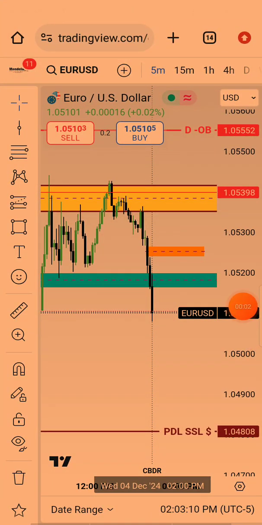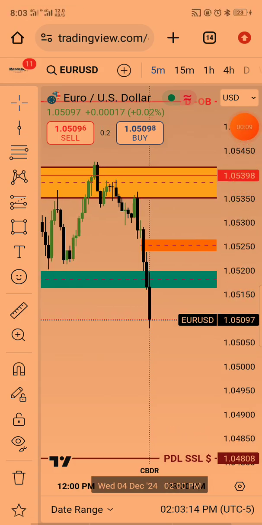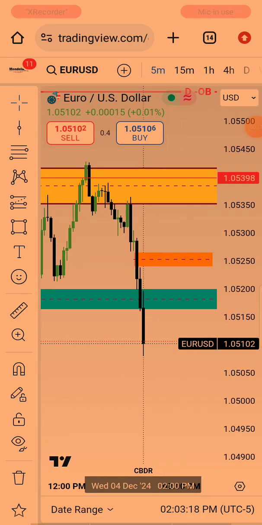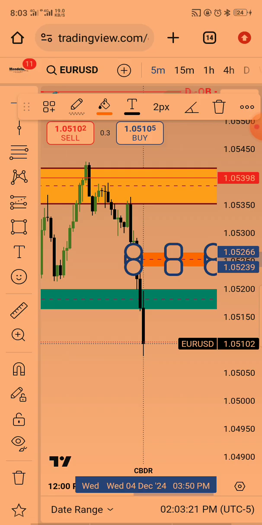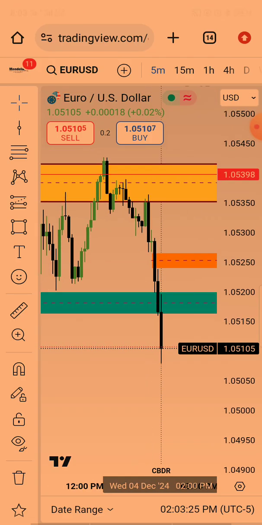I'm looking to take a trade, so let's see how it goes. I'm trying to get in from here. This is a fair value gap. Don't worry, you don't understand anything yet.